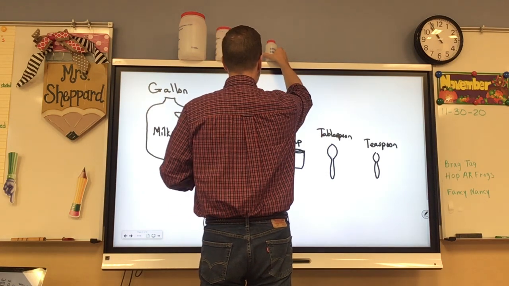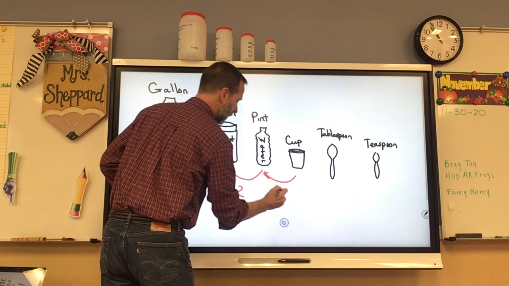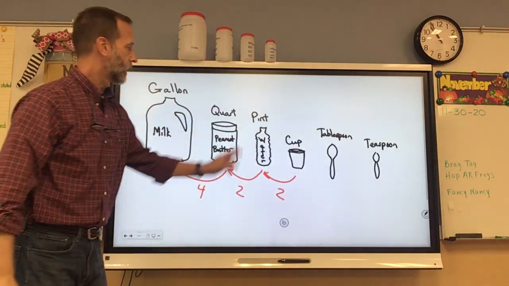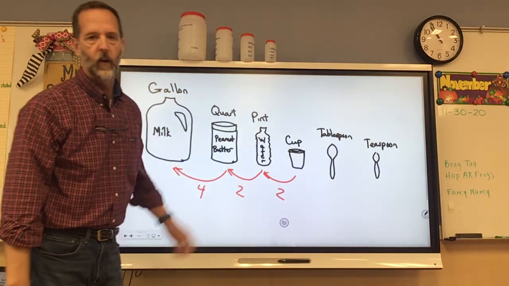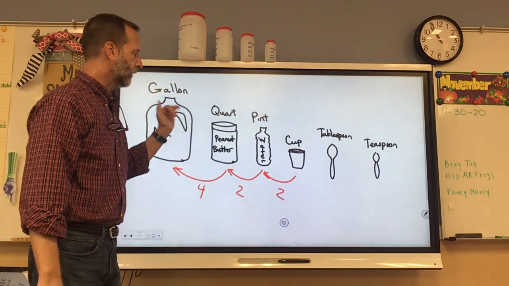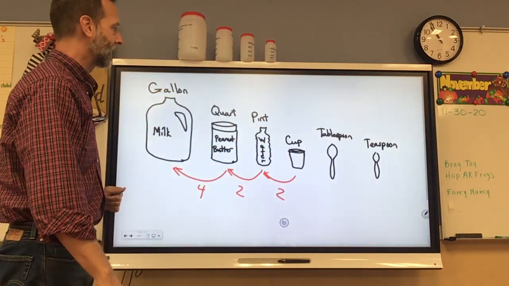So when we're trying to remember our measurements there, 2 cups make a pint, 2 pints make a quart, 4 quarts make a gallon. I always tell my kids 2, 2, 4. 2 cups in a pint, 2 pints in a quart, 4 quarts. Remember that quart, quarter, like 4 quarters in a dollar. 4 quarts make a gallon.